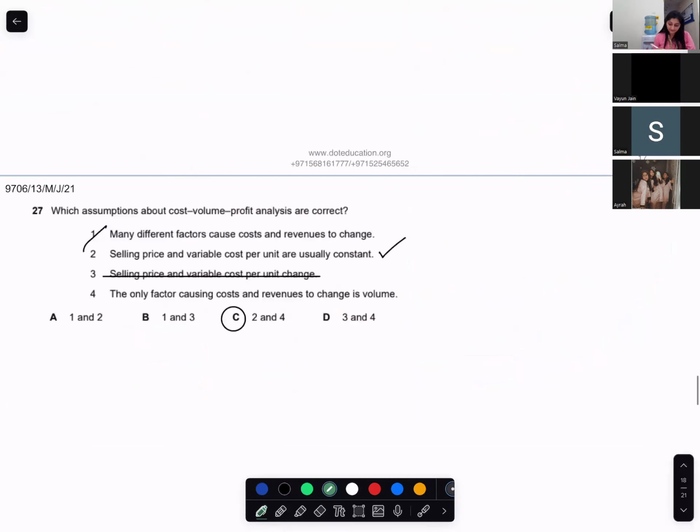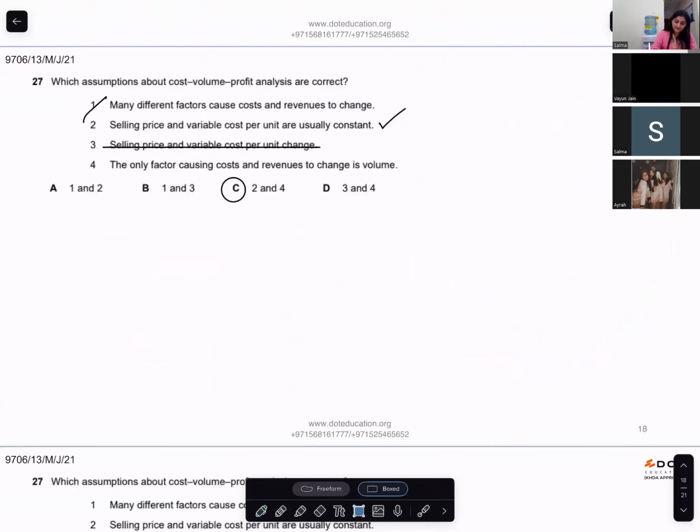Option A. Come on, Ira, please read this question for me. Which assumptions about cost volume profit analysis are correct? Many different factors cause costs and revenue to change. What are the assumptions of CVP? There are different factors that can cause the cost to change.